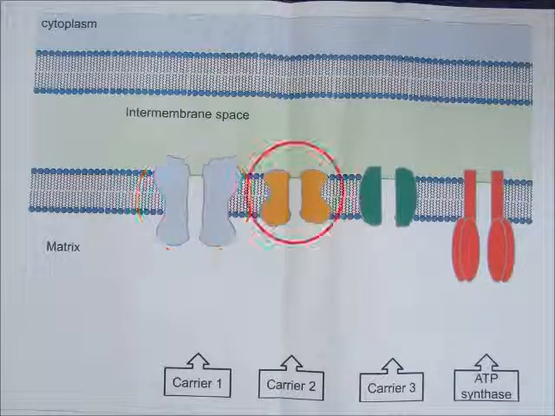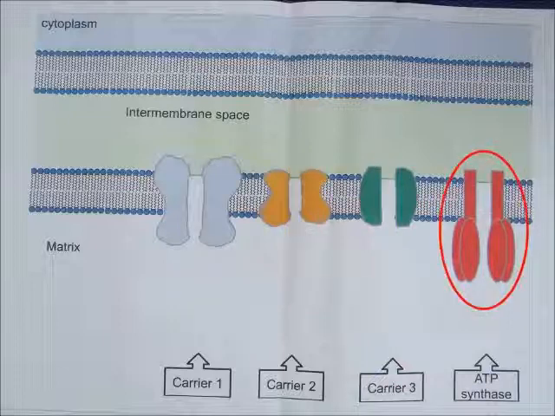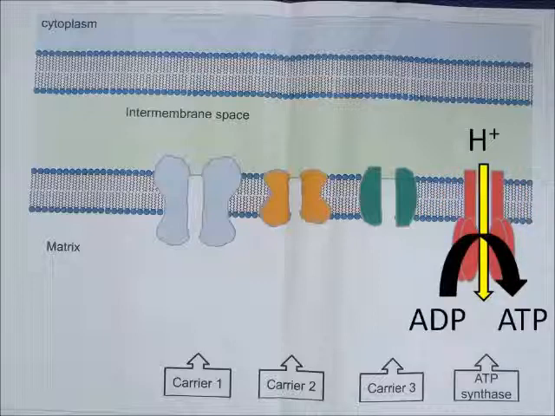If you look carefully, you'll see that each one has a central pore, and through those pores, hydrogen ions are pumped into the intermembrane space. The hydrogen ion concentration gradient drives a molecule called ATP synthase. Protons moving back from the intermembrane space into the matrix through ATP synthase drives a reaction that converts ADP plus inorganic phosphate into ATP, and that is where the majority of ATP is made in respiration.